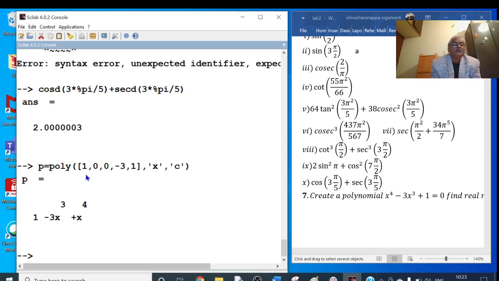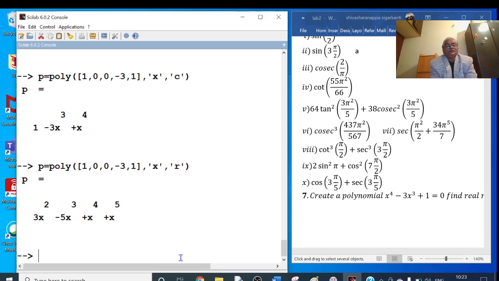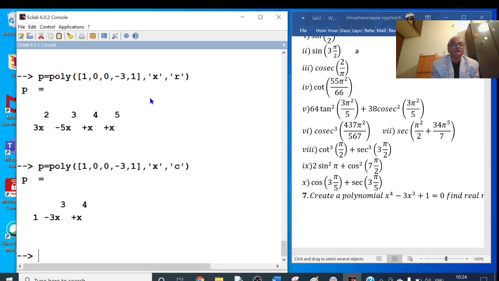And here, if you change this as, say, R, I am getting this thing. What is this? Here, if I give R here, I am telling the computer to create a polynomial in x whose roots are this. Here, create a polynomial in x whose coefficients are this. Okay. So here again I will go to my original one. This is 1 minus 3x cube plus x to the power of 4.